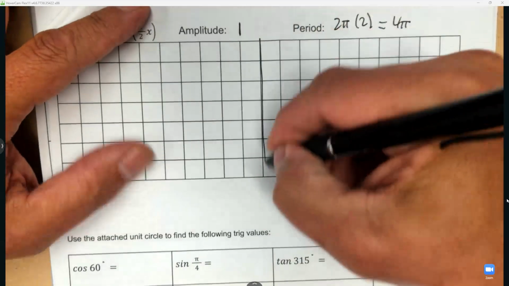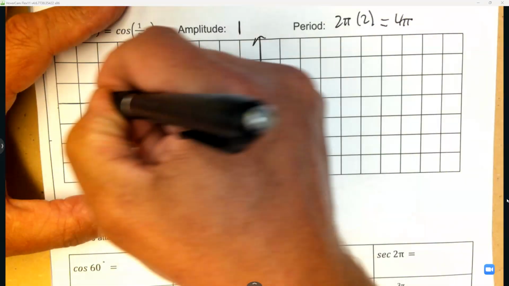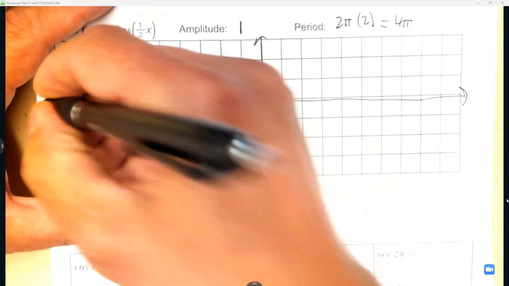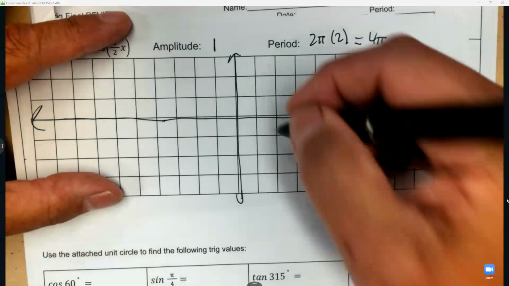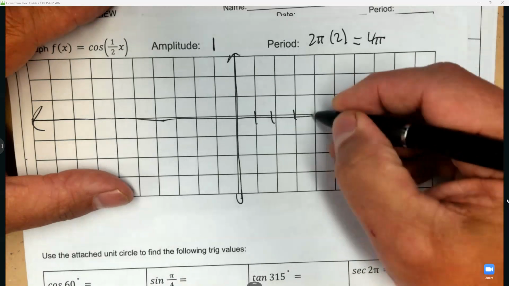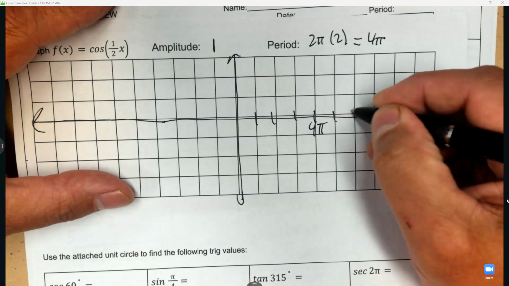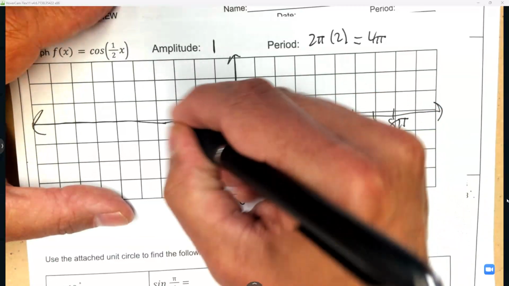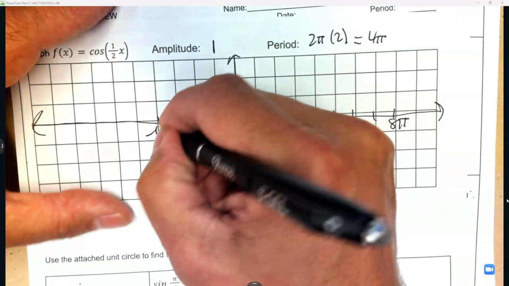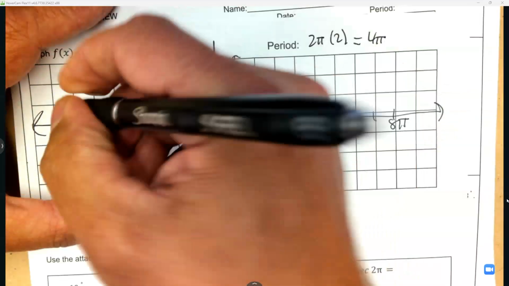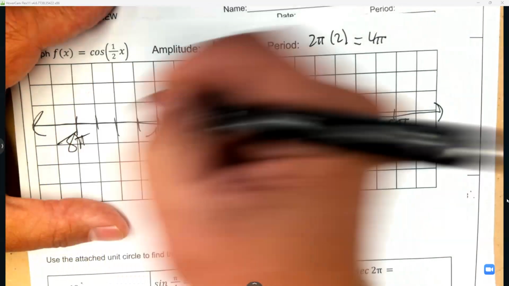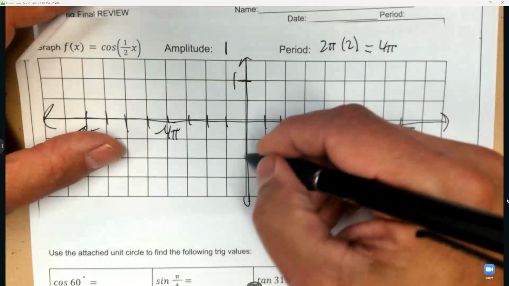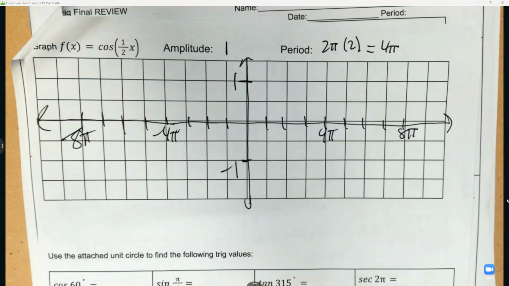So we're going to draw a set of axes. Set up our scale. So I'm going to go 1, 2, 3, 4, 4 pi. 1, 2, 3, 4, 8 pi. 1, 2, 3, 4, -4 pi. 1, 2, 3, 4, -8 pi. All right, so there's my scale. We're going to go up to 1 and down to -1.